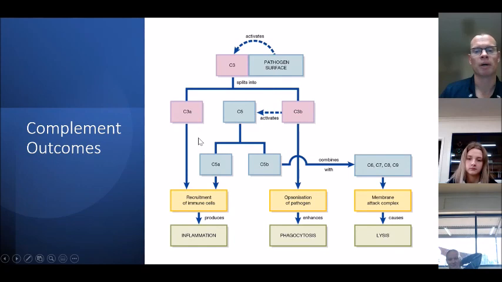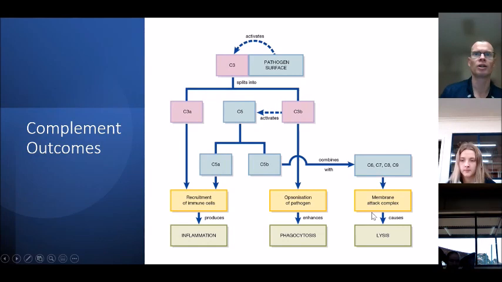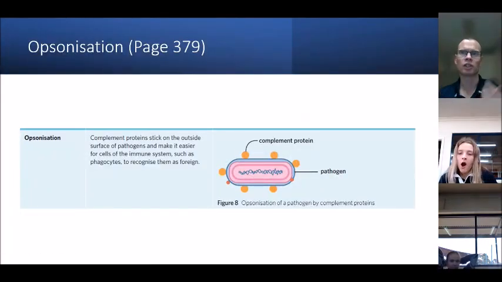Even this level, which is a much more simplified diagram, you don't need to know this level of detail. What you do want to know is that complement can recruit immune cells, and that's triggering inflammation. That it can opsonize a pathogen, which triggers or enhances, as it says there, phagocytosis. Or it can make the membrane attack complex, which causes lysis of the cell. So we'll quickly walk you through those. This is all from your textbook, all on page 379.